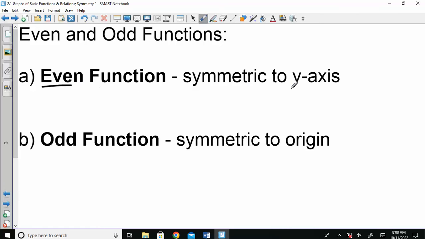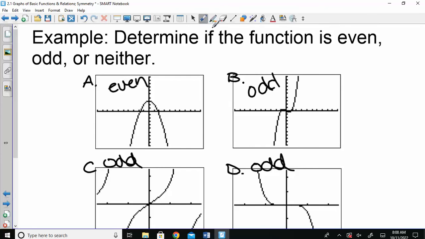So remember, when we're looking at even and odd, symmetric to the y-axis is even. So if it's even, think about where the y-axis is. Pretend that line was straight. Is it the same on both sides of that? So if you fold on that green line, it works.